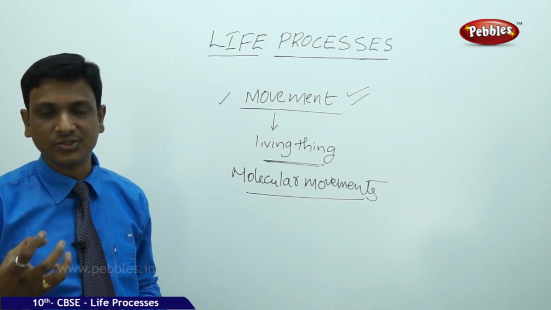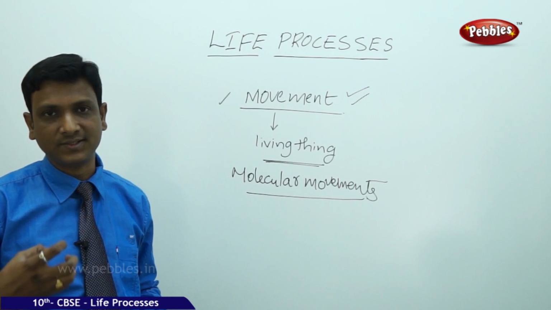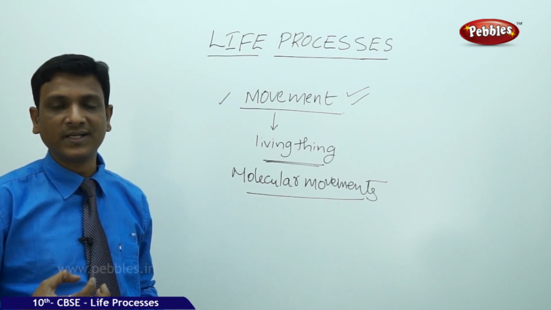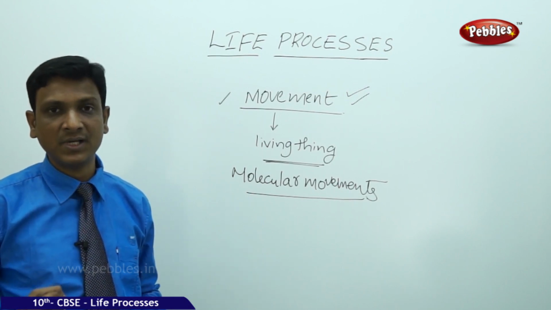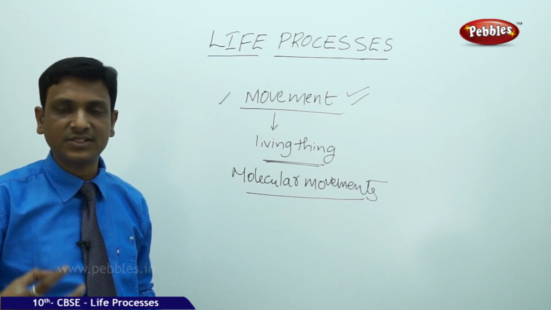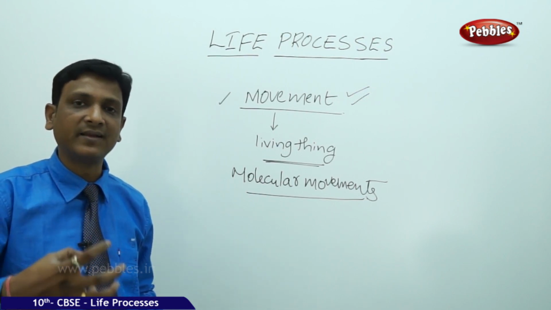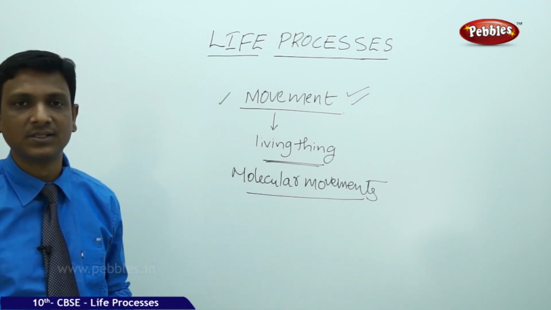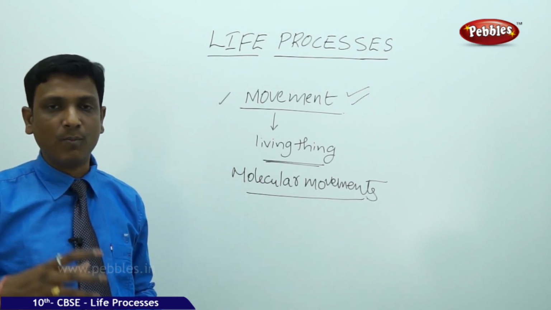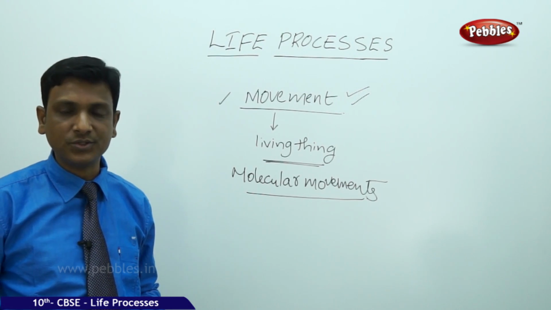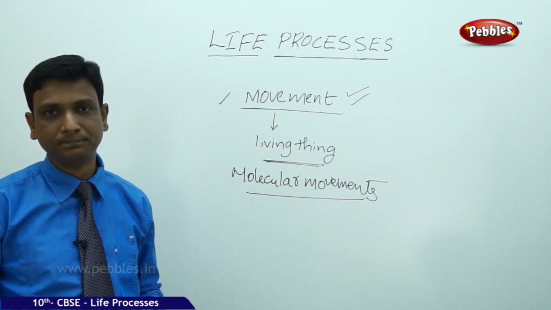Cells are organized into tissues. Tissues are organized into organs. Organs are organized into organ systems. Organ systems are organized into an organism. So this kind of structural hierarchy is found in living systems. So the molecular movements are very important to say that it is a living thing.